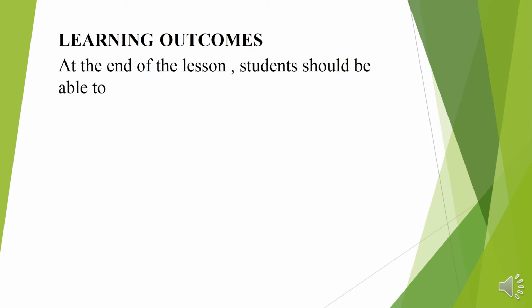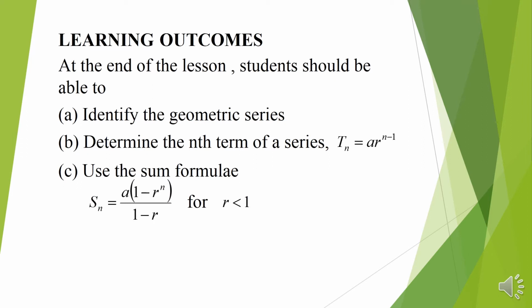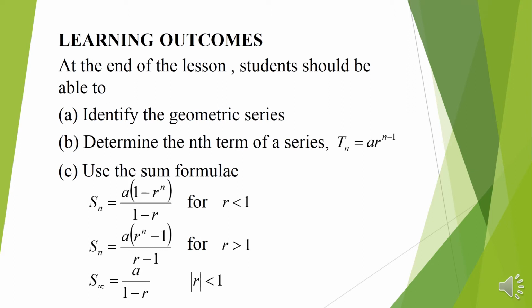At the end of the lesson, the student should be able to: A, identify the geometric series; B, determine the nth term of a series, Tn equal to ar^(n-1); C, use the sum formula Sn equal to a(1 - r^n) over (1 - r) for r less than 1, or Sn equal to a(r^n - 1) over (r - 1) for r greater than 1. And the last one is S infinity equal to a over (1 - r) for the modulus of r less than 1.